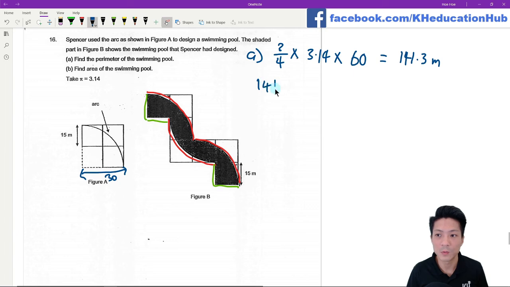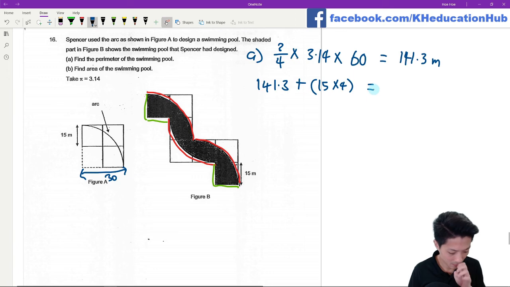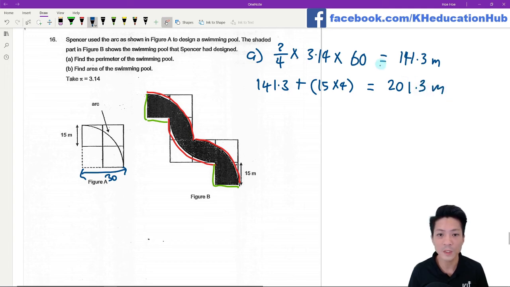Okay, next I'm going to use 141.3 plus, okay, the 15 meter, how many are there? There's 4 of them, plus 15 times 4, which means that plus another 60. It is going to be 201.3 meter. Okay, this is the answer for part A. Part B, I need to find the area of the swimming pool.